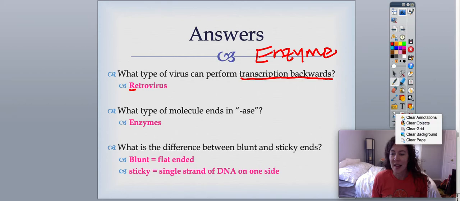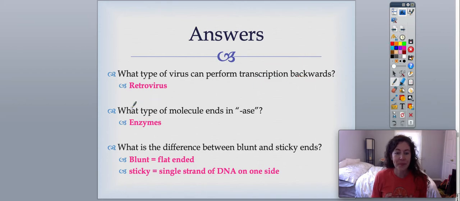All right, next question is, what type of molecule ends in ACE? Do you know already? Enzymes. Helicase, DNA polymerase, restriction endonuclease, those scissors from yesterday that were cutting DNA. Any type of enzyme will always end in the suffix ACE or ASE. Clear those out. And the last question down below.